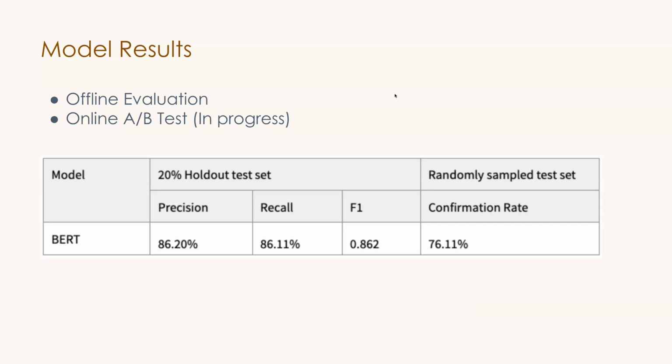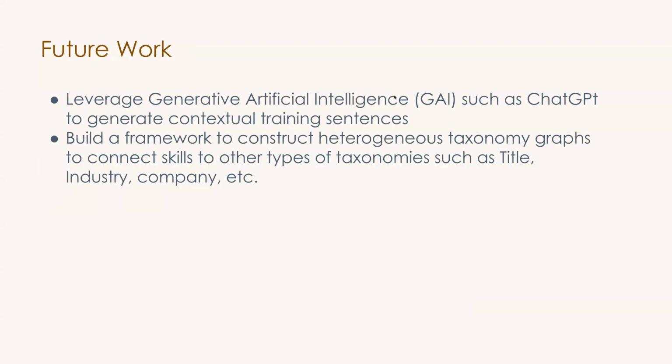For future work, we plan to leverage generative AI, such as ChatGPT, to generate more meaningful contextual training sentences to help improve our model performance. The second is that we want to build a framework to construct heterogeneous taxonomy graphs to connect skills to other types of taxonomy, such as title, industry, and company.